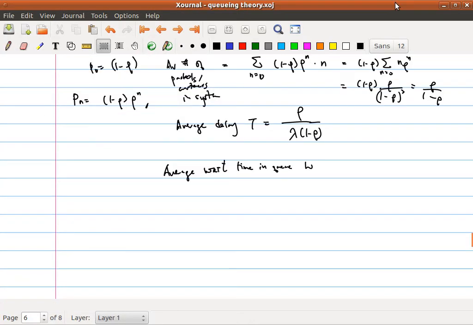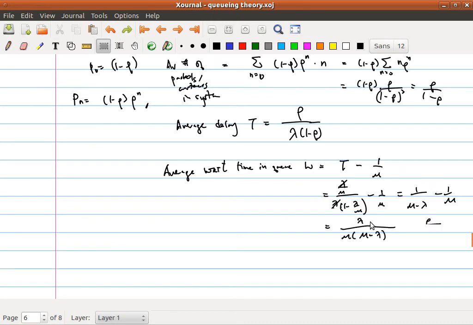Okay, now let's compute the average wait time in the queue, which we denote as W. The average wait time will be simply the average delay minus the average service time, right? And as the departure rate is mu, the average service time will be just 1 over mu. Therefore, the average wait time W will be just T minus 1 over mu. And let's substitute T there. I have rho over 1 minus rho times lambda. And rho is equal to lambda over mu. Then some lambda cancel. And that will be equal to 1 over mu minus lambda, minus 1 over mu. And that is basically just equal to rho over mu minus lambda.